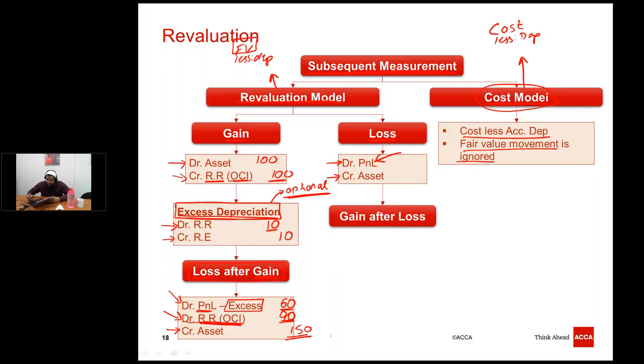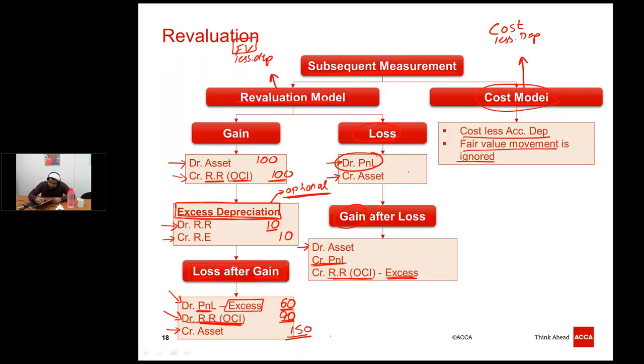Now the next thing is that if there was a loss and we have recorded the loss in P&L, and now there is a gain, a gain after the loss. Now what will we do? If there is a gain, the asset will be debited, increased. And first we are going to reverse the loss that was already recorded in P&L, and then the excess will be recorded in revaluation reserve through OCI.